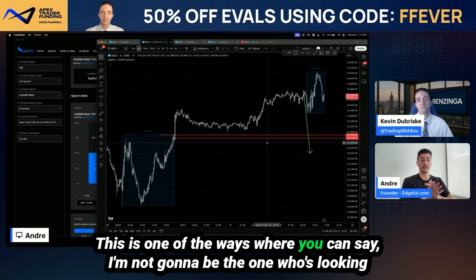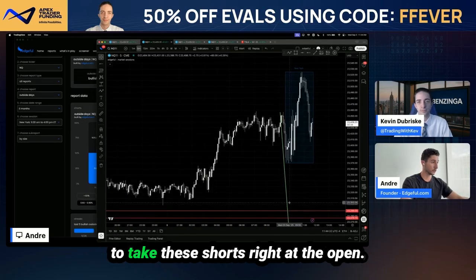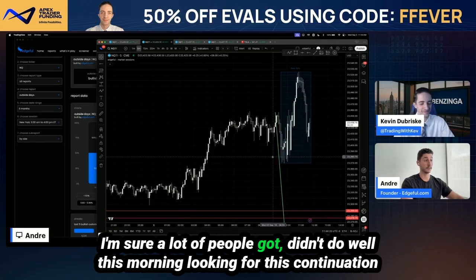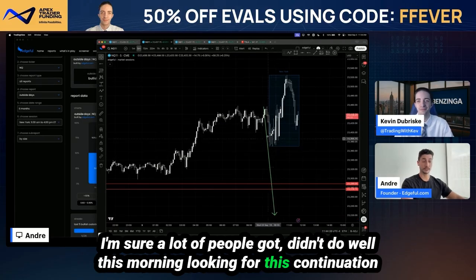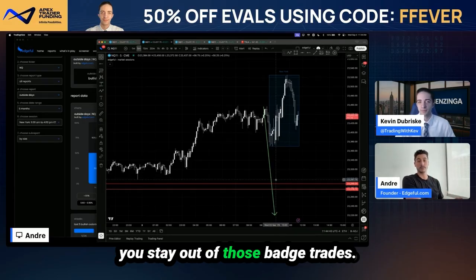This is one of the ways where you can say, I'm not going to be the one who's looking to take these shorts right at the open. I'm sure a lot of people didn't do well this morning looking for this continuation down. And the Edgeful reports, the gap fill and the outside days, would help you stay out of those bad trades.